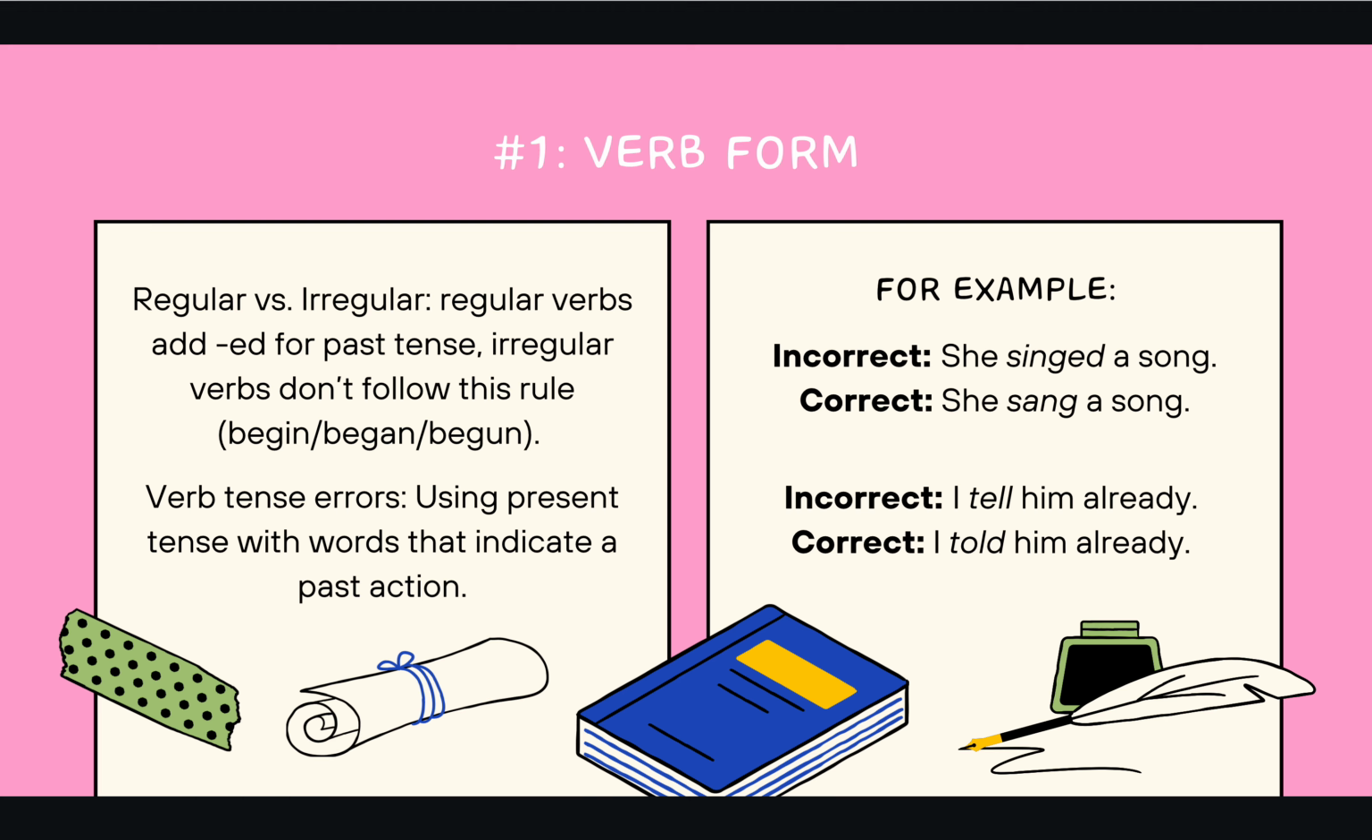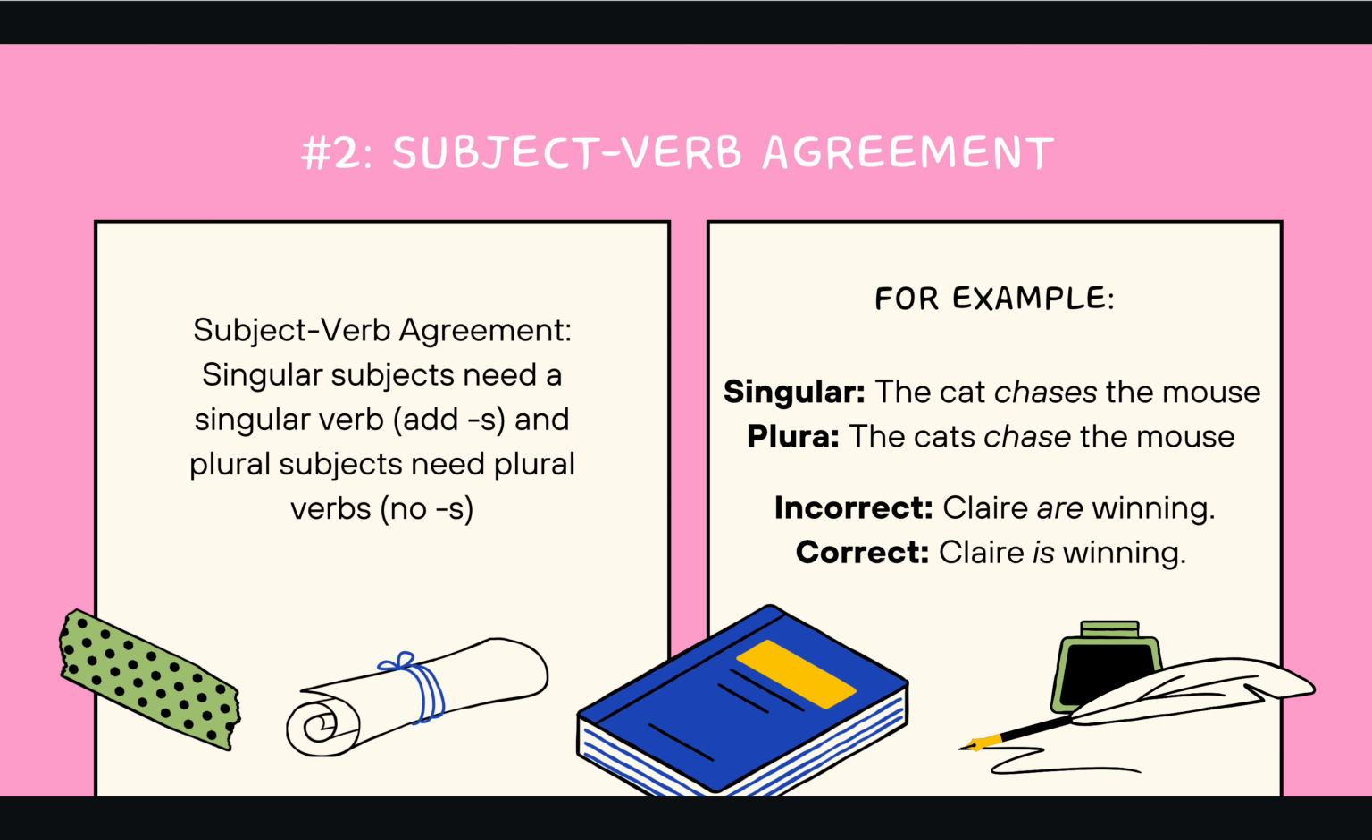Or incorrect, "I tell him already," which is present tense, right? And correct is "I told them already." And then, verb tense errors: using present tense with words that indicate a past tense action. Yeah, so just making sure those verb tenses are right can be really helpful. Yeah. And then subject-verb agreement.